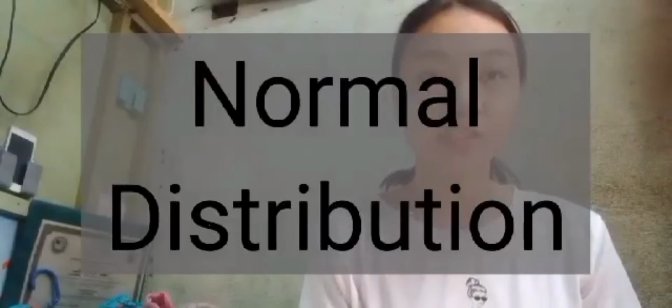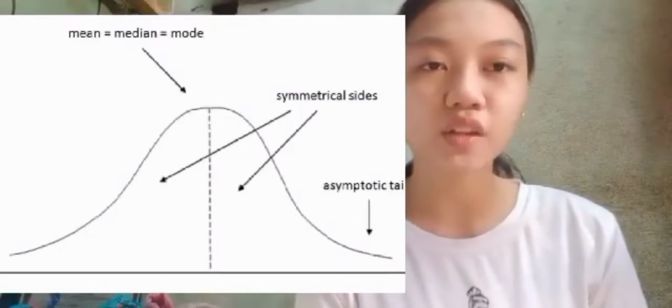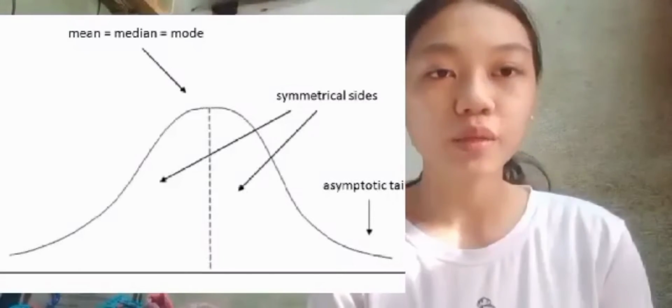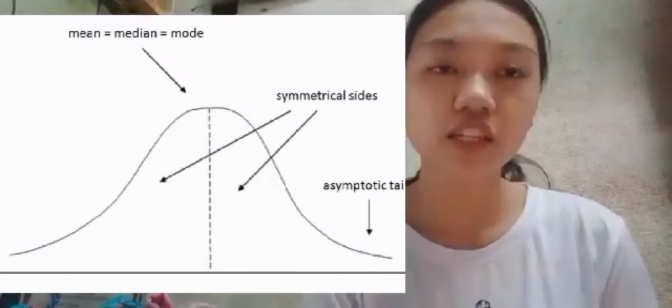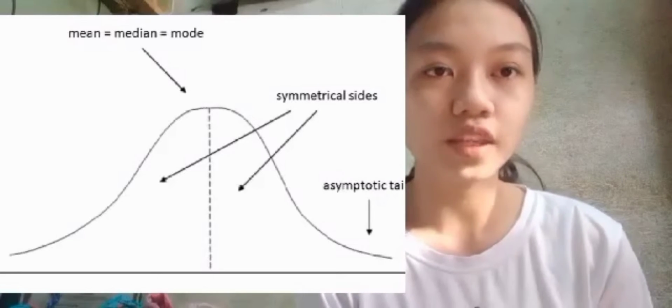In normal distribution, here are the things that we need to remember. First, mean, mode, and median are equal and located at the center of the distribution. Therefore, the median or the mode cannot be located at the left side or the right side of the mean. As said, all of them should be located at the center of the distribution.